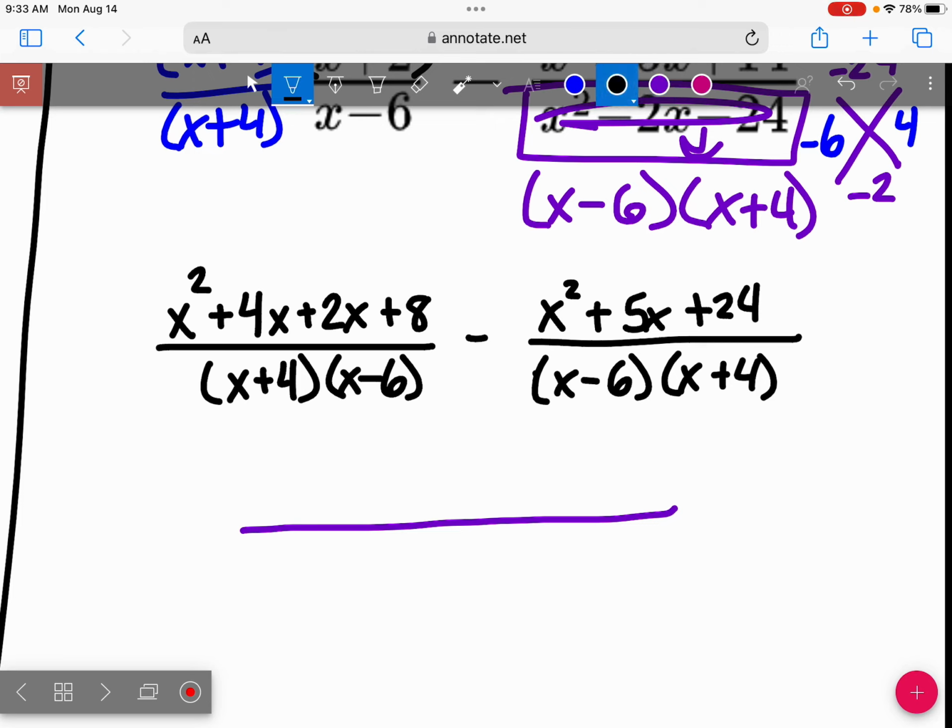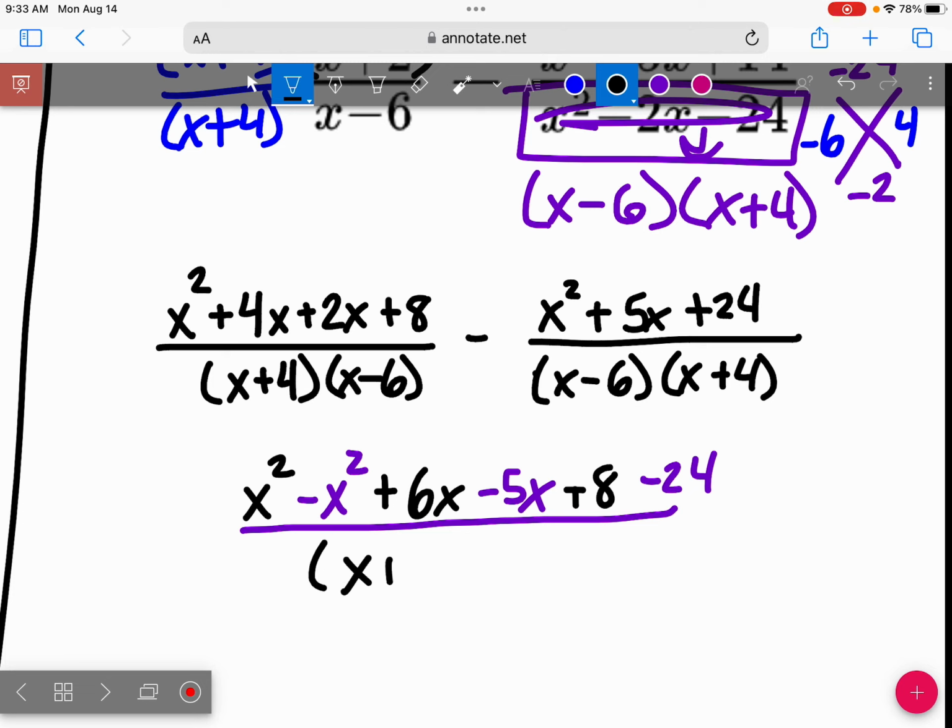So if it helps you to write the whole thing out, you can. X squared minus x squared plus 4x plus 2x. I'm going to make that plus 6x minus 5x plus 8 minus 24. You do not have to write this step. I'm just making it so that we can see what the heck is happening here.